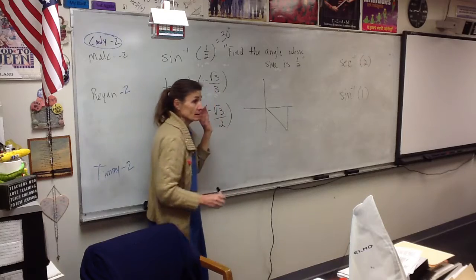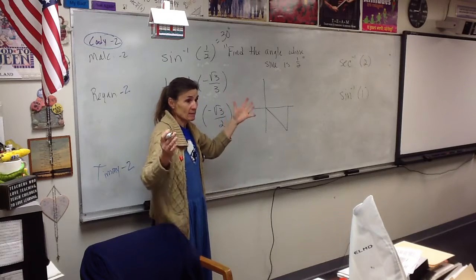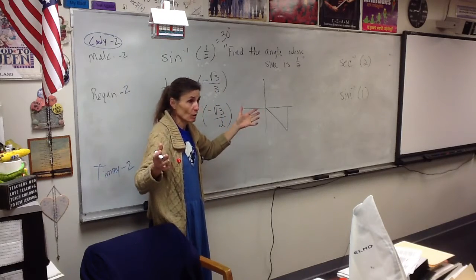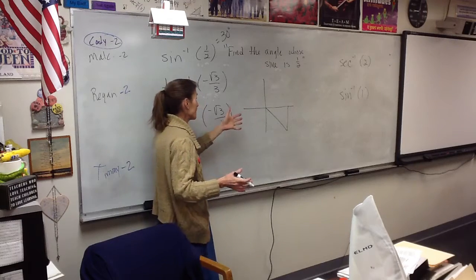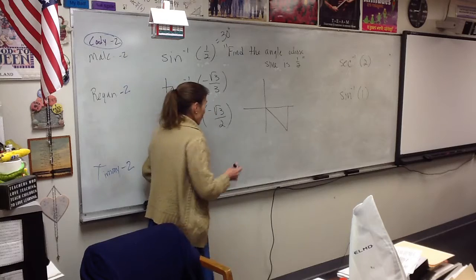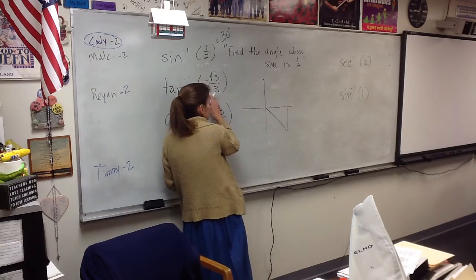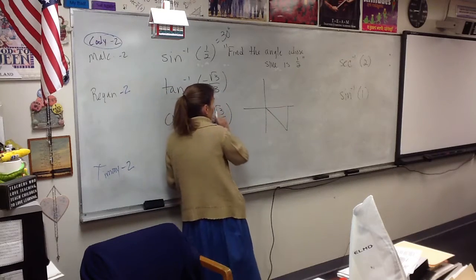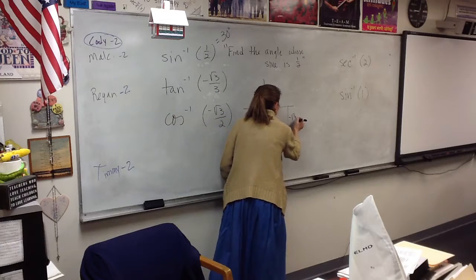Yeah. If you're in quadrant 1, what happens? No matter what you are, if you're in quadrant 1, you're positive. Okay, so if you're negative, you can't be in quadrant 1. Now, when I label this triangle, because it says the tangent is √3/3, I would label it like this.